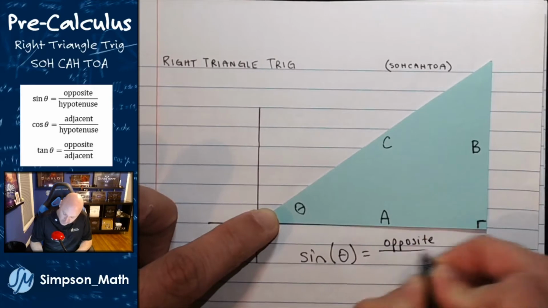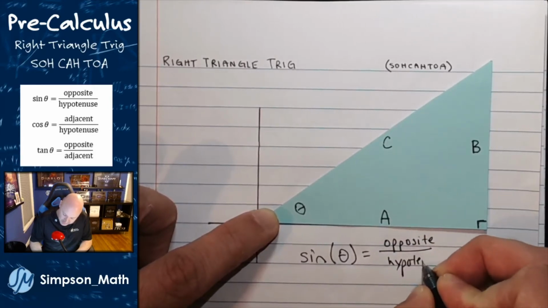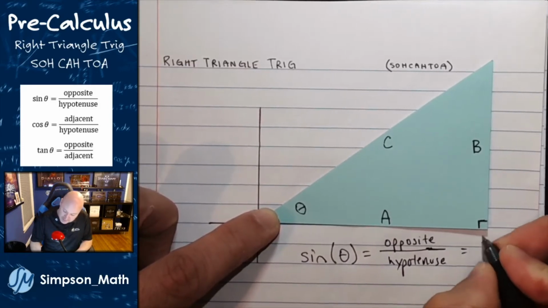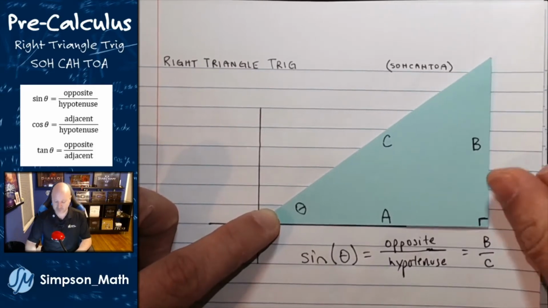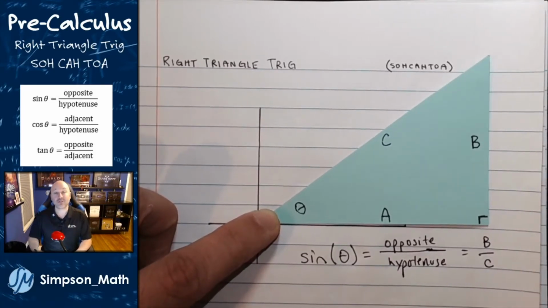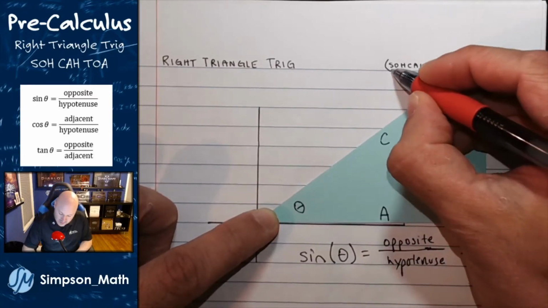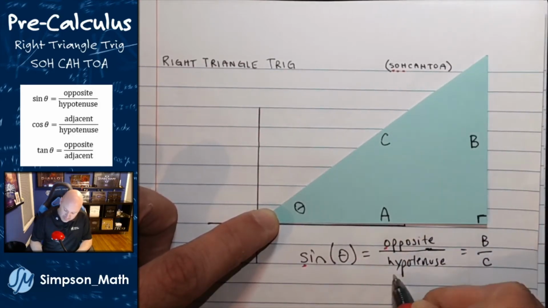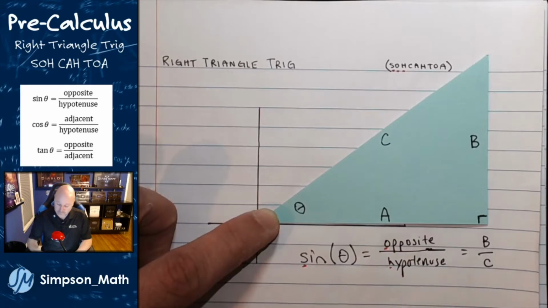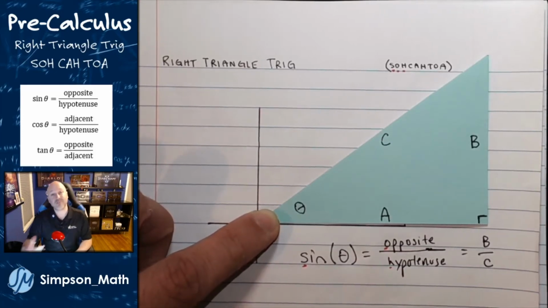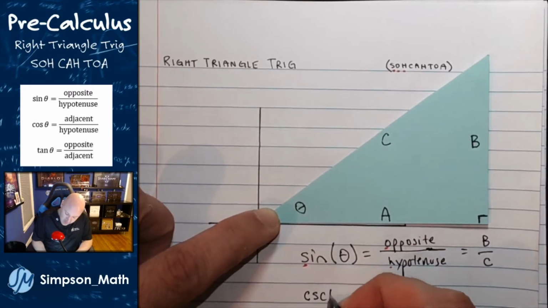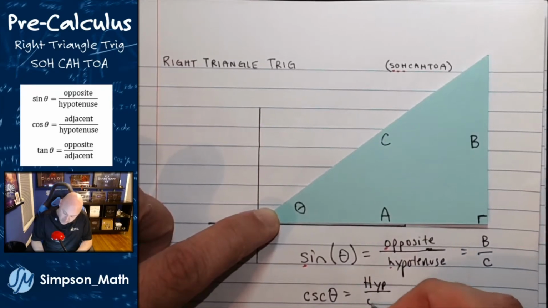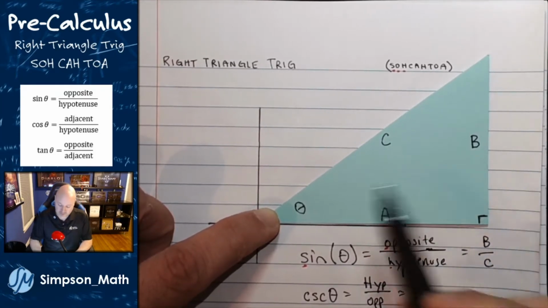Opposite over hypotenuse. In this triangle, that would be the B value over the C value. This is where the SO comes from in SOHCAHTOA. Sine is defined as opposite over hypotenuse. Sine, opposite, hypotenuse. So, if you know sine, then you know the reciprocal function, cosecant. Cosecant of theta is just going to be the reciprocal, the hypotenuse over the opposite. For this triangle, that would be C over B.